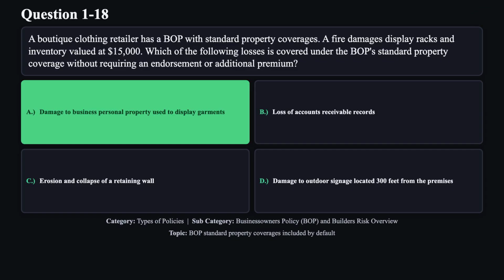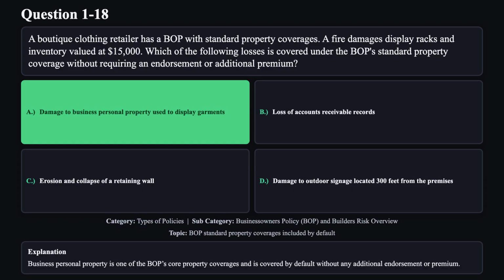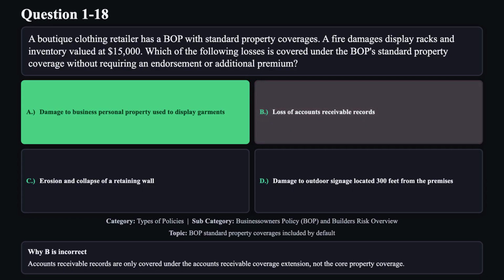The correct answer is A. Business personal property is one of the BOP's core property coverages and is covered by default without any additional endorsement or premium. Reason B is not correct. Accounts receivable records are only covered under the accounts receivable coverage extension, not the core property coverage.